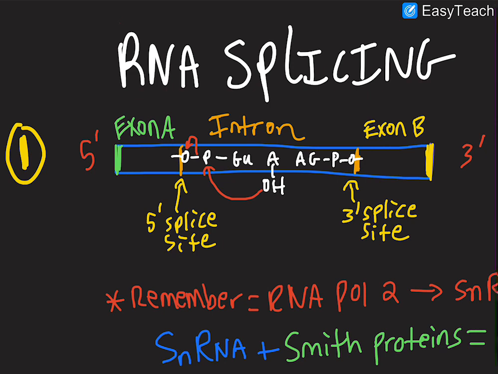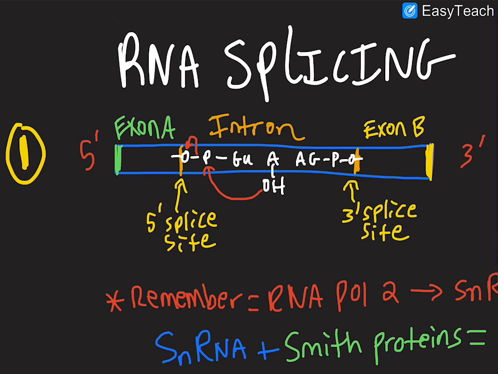Let's take this scenario. We have our exon A right here, from the green line to the orange line. Then we have our intron from the orange to orange, and we have our exon B from the orange to yellow. And this is our whole 5' to 3' RNA strand.